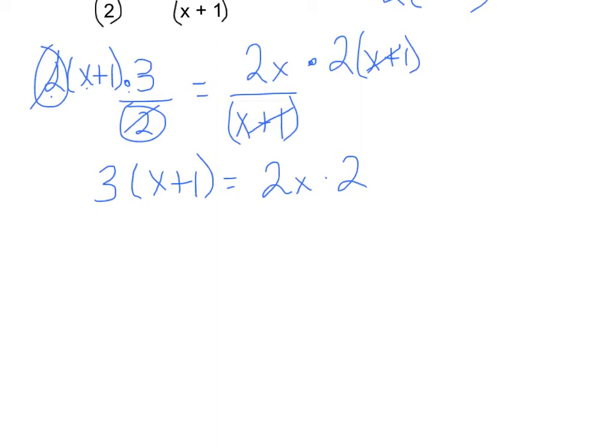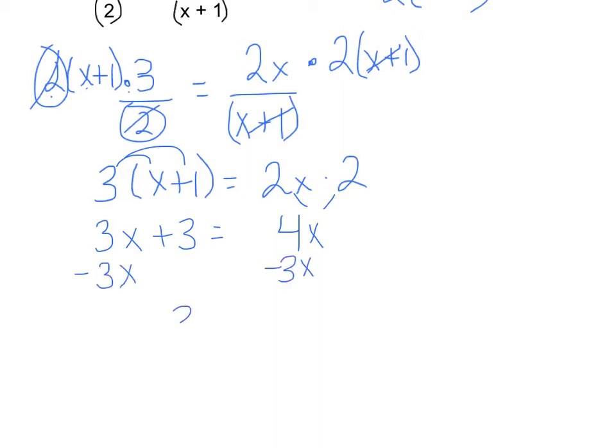Alright, so now you just solve like any other equation. We're going to distribute that out. 3x plus 3 equals, that gives me a 4x. If I subtract 3x, because that's the smaller, I get 3 equals x. I've got x equals a number. Wham bam, I'm done. Not too shabby. Let's try some more.